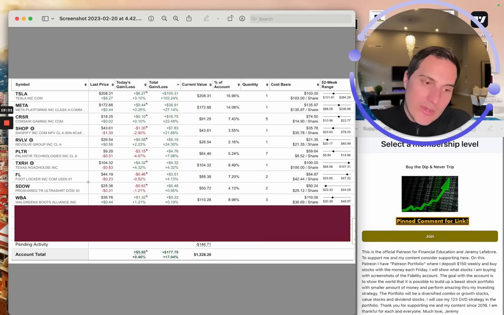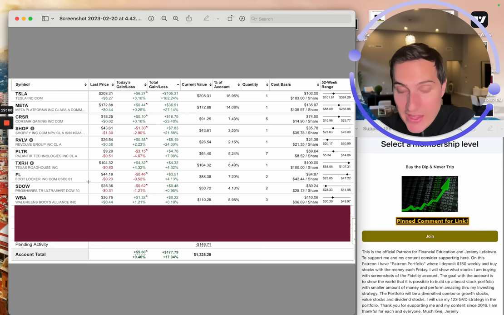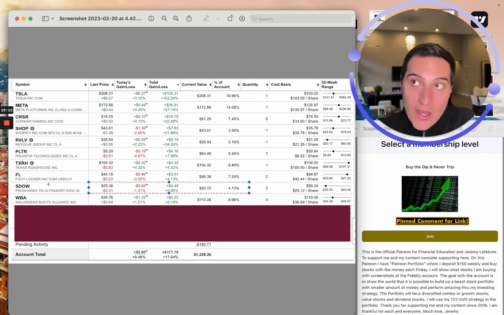And by the way, if anybody's wondering, SDOW is basically just a 3x leverage inverse to the Dow, essentially, okay? On that given day, that is, on that given day, okay? So let's say the market on a given day was down, you know, 1%. SDOW would be up 3%, okay?